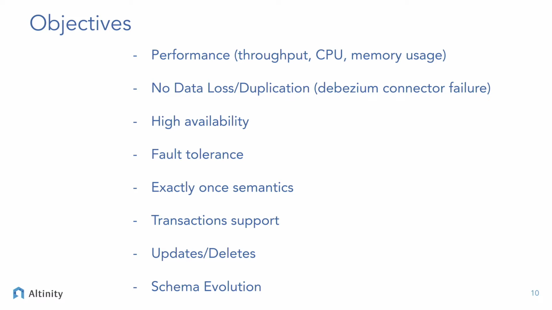Because we have these different components, we have the source connector, which actually uses Debezium. We have Kafka, we have the sink connector, and then we have ClickHouse. All these components can go down. So you need to have high availability, and then it has to be fault tolerant. It has to have some sort of way to get back if it fails and comes up. So the exactly-once semantics is also a very critical requirement for us.